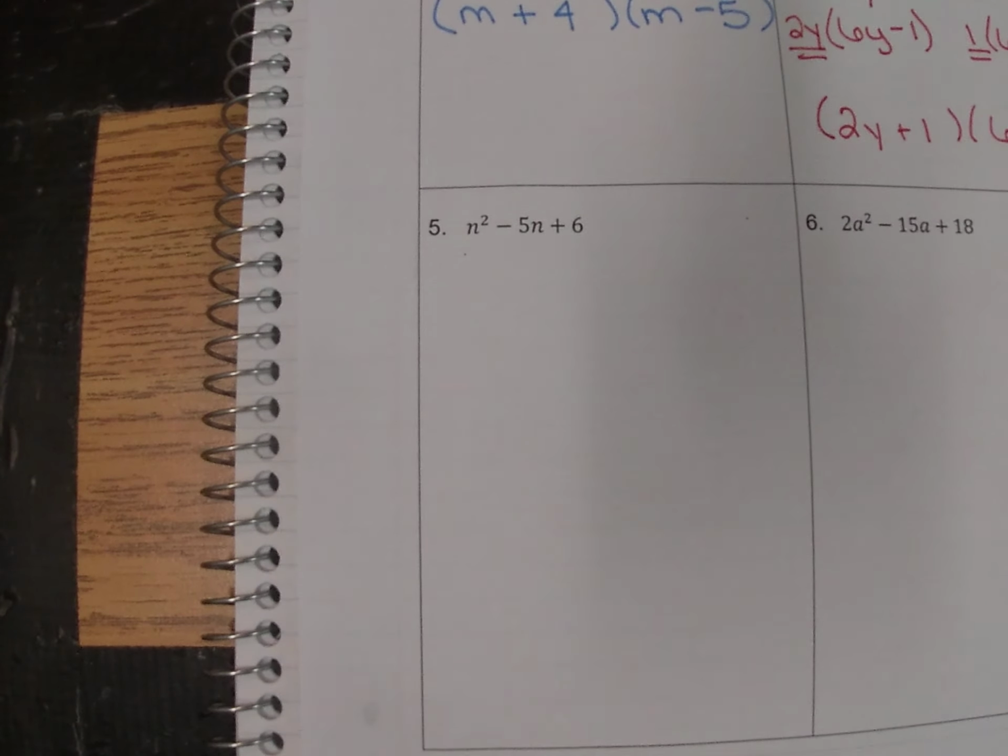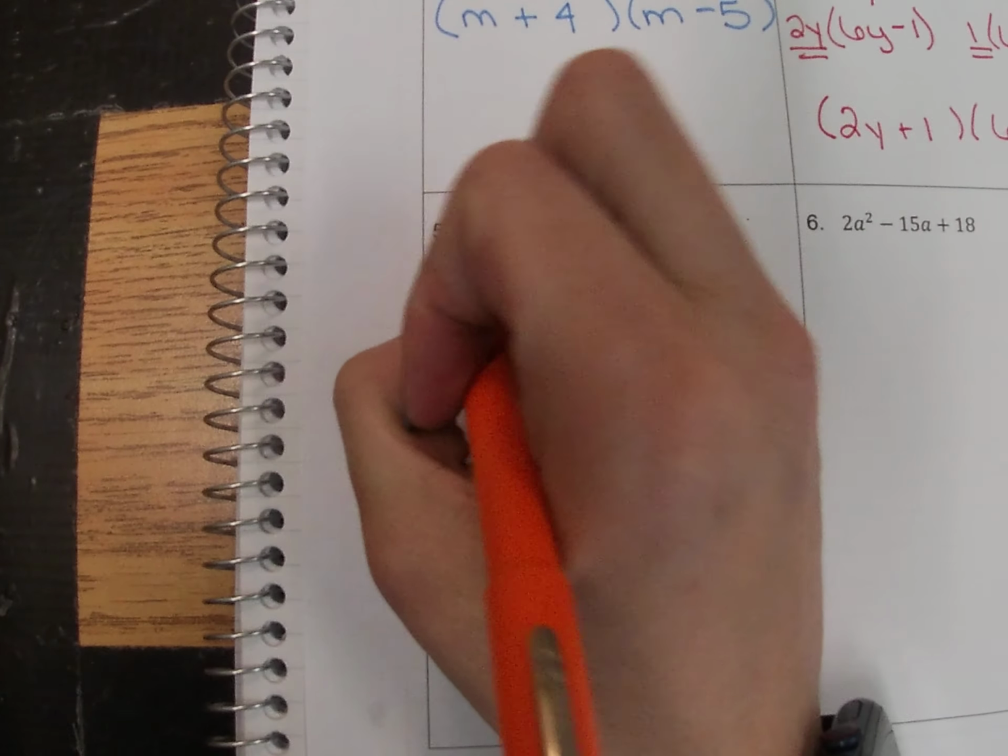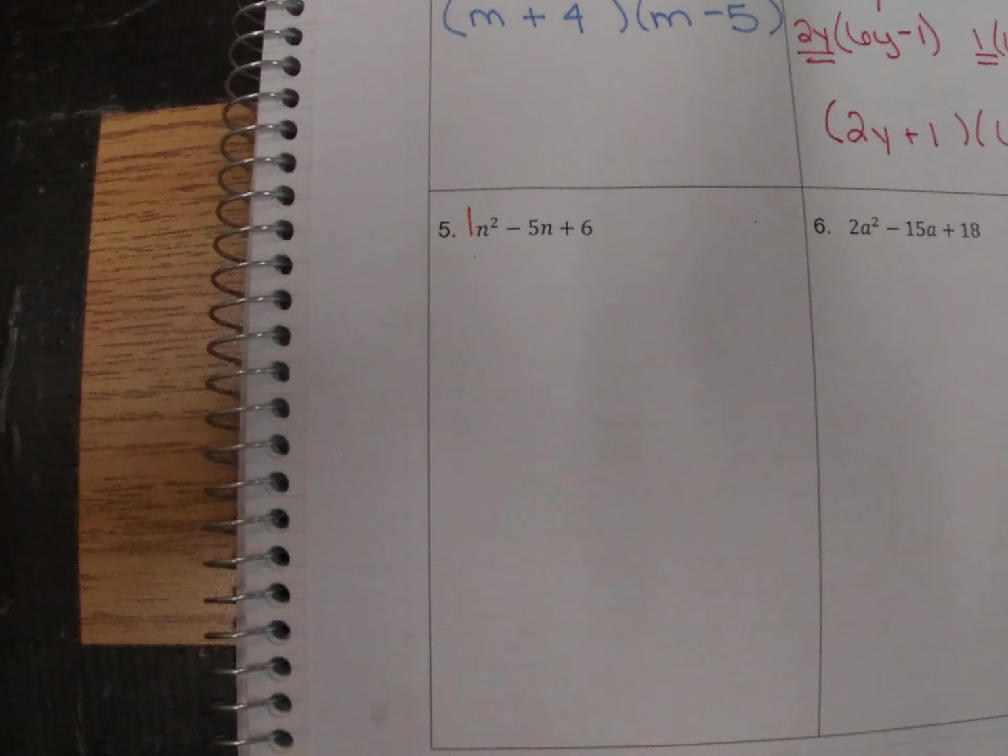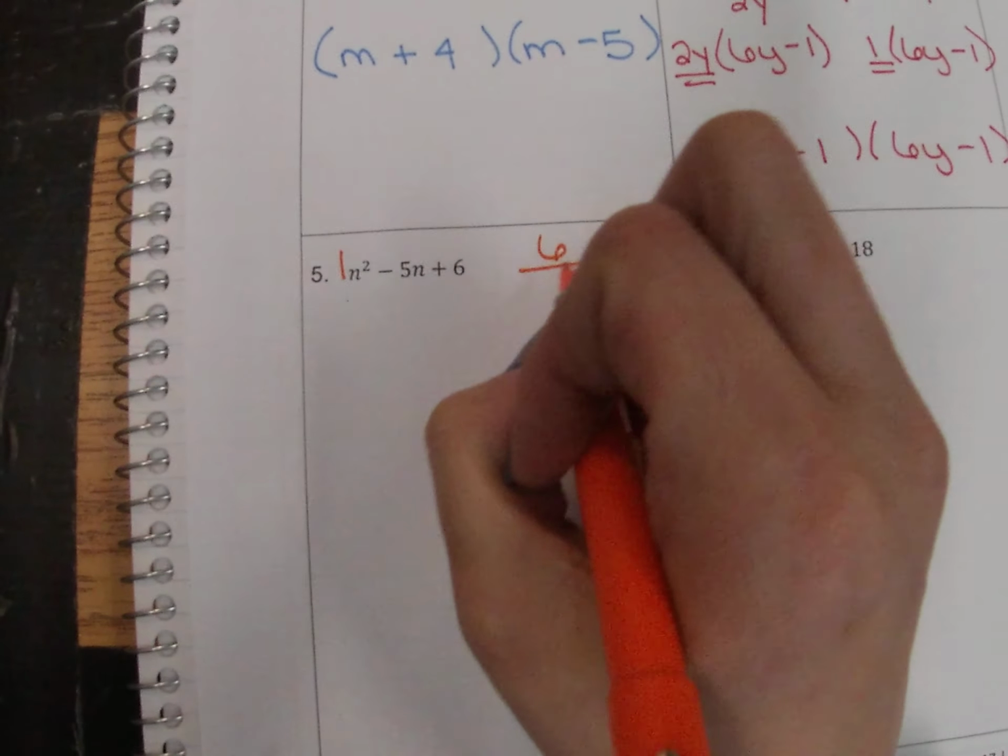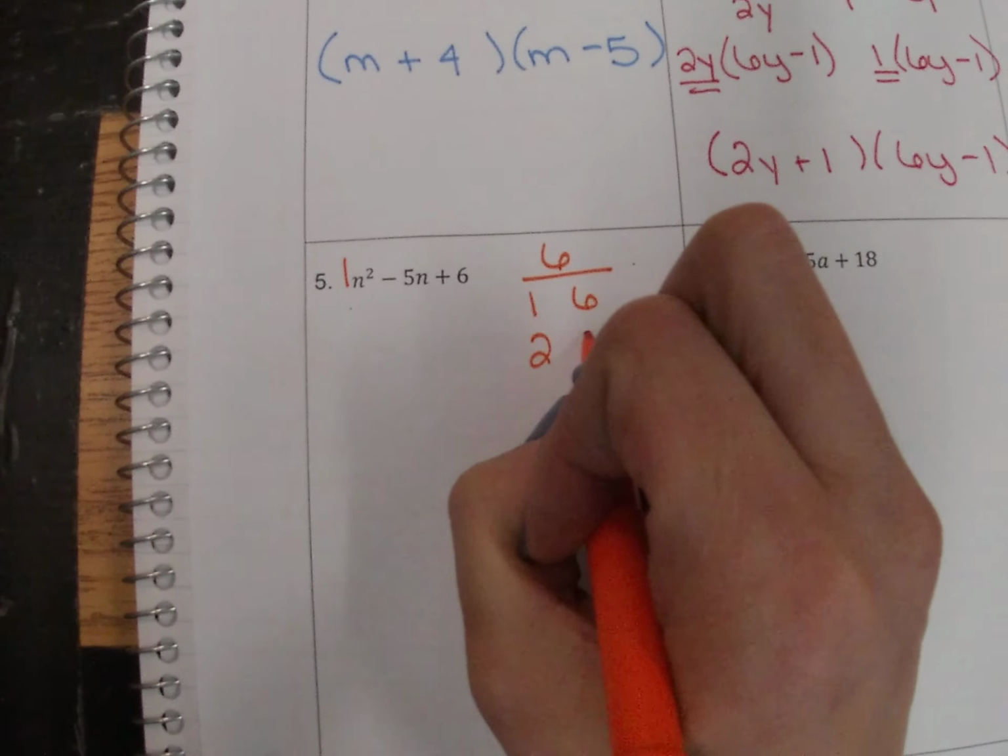Number 5. A equals 1. So on this one, we can use the shortcut. So we're still starting by taking A times C. 1 times 6 is 6. 1 and 6, 2 and 3.